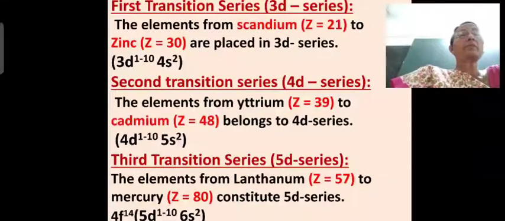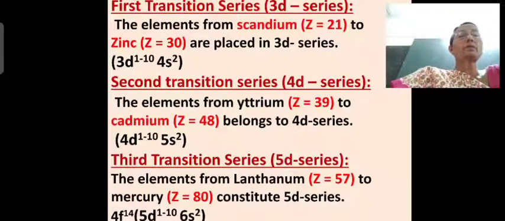Now which is the first element in 4d series? Z atomic number 39. Which is that element? Yttrium. And which is the last element present in this series? Cadmium, that is atomic number 48. And what is the electronic configuration? I mean the valence shell electronic configuration, that is 4d 1 to 10. That means in the 4d orbital you will find electrons from 1 to 10, and then 5s orbital you have 2 electrons.